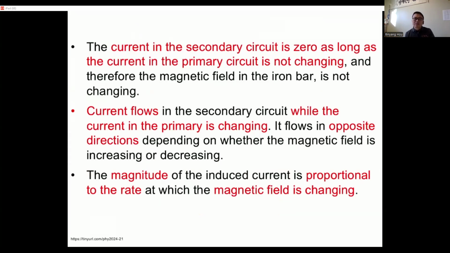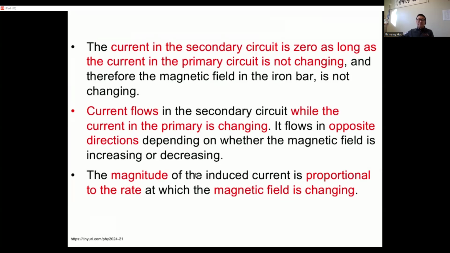The current in the secondary coil will be zero if the current in the primary circuit is not changing. There will be current in the secondary coil if you have a current changing in the primary circuit, either if you just close the switch or open the switch. If you close the switch, the current is increasing. If you open the switch, the current is decreasing.